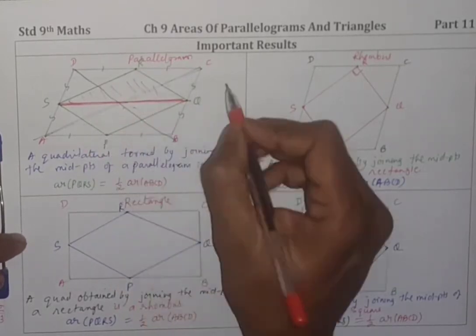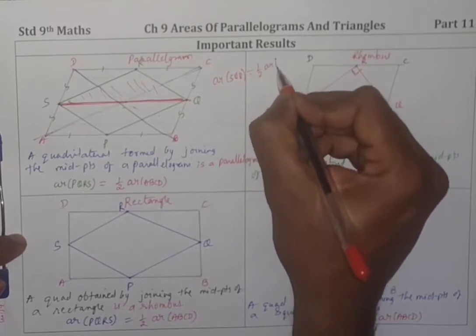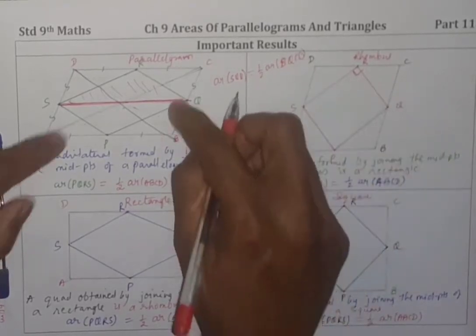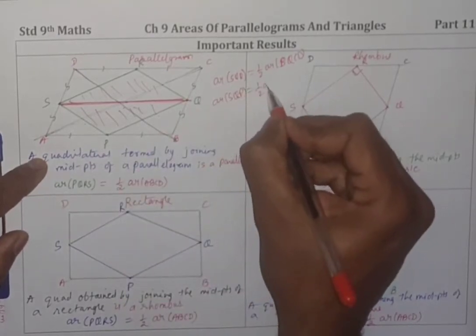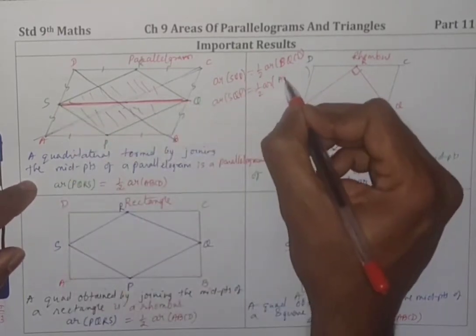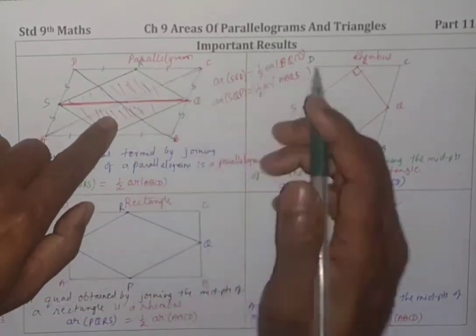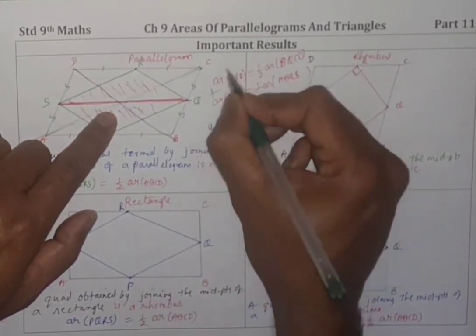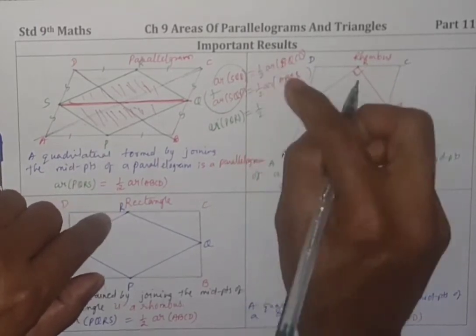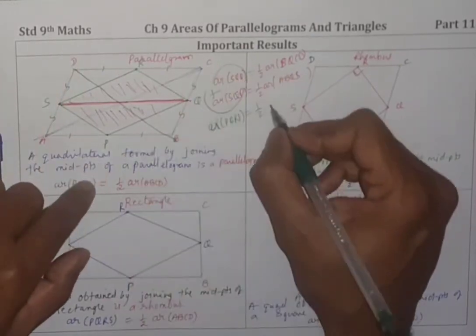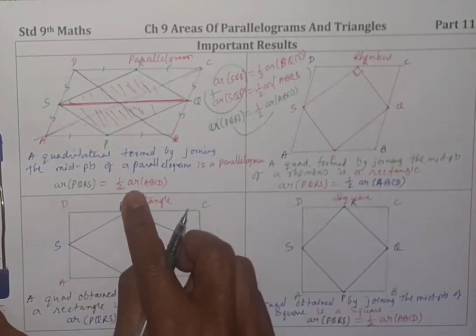So usme ye triangle hai. Area of triangle SQR will be half the area of parallelogram SQCD. Same way niche, area of triangle SQP is half the area of parallelogram ABQS. Using Euclid's property, area of this triangle plus area of this triangle will give me the area of the green parallelogram. So I'm adding this. Iska add kiya. This plus this. So I'm getting area of PQRS. All right. If I add this, I get half common. Aur ye parallelogram plus ye parallelogram add karenge to bada parallelogram milega. That is ABCD. So that's the result. Area of parallelogram PQRS is half the area of parallelogram ABCD.